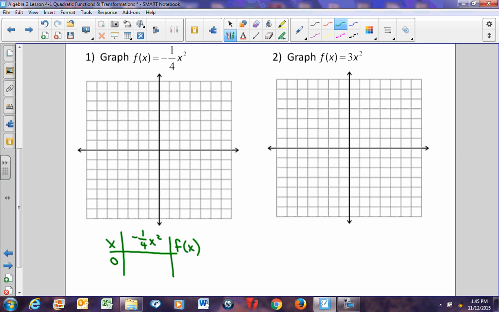So if I chose 0, 2, and 4, that's all I'm going to use. I'm not going to use 1, because if I square 1, it's 1, and I take 1/4 of that, I'm going to get an ugly fraction. But if I square 2, I get 4. That's the only reason why.